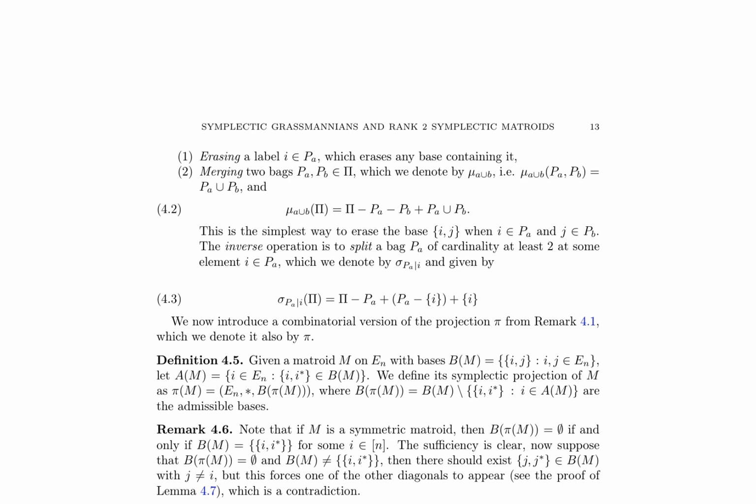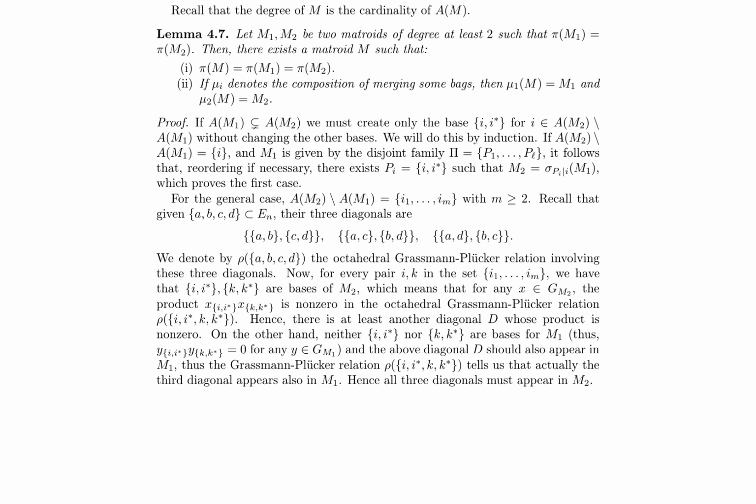This projection removes certain bases from the original matroid M to create a new matroid with a different set of bases. A key result, presented in Lemma 4.7, states that if two matroids M1 and M2 have the same symplectic projection, then there exists a matroid M such that pi(M) equals pi(M1) equals pi(M2), and the composition of merging some bags results in M1 and M2. This is proven through induction, starting with the case where A(M2), A(M1) contains only one element and then generalizing to the case where it contains multiple elements.